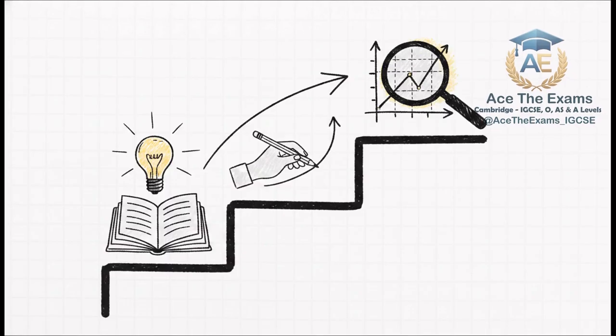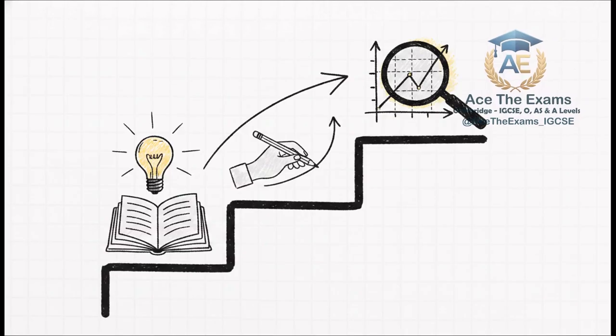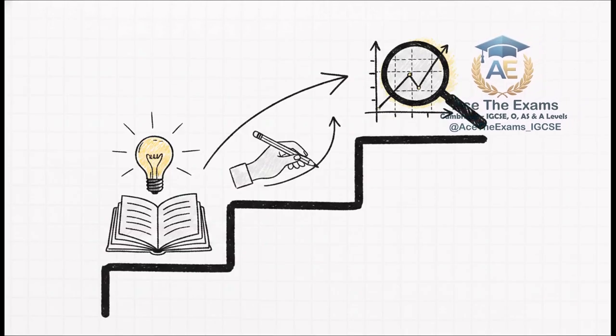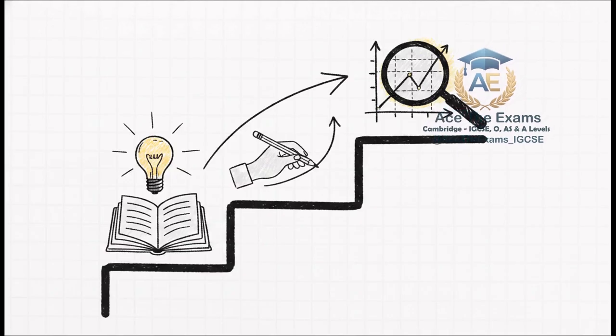This is where top students use the PEEL framework. Point, evidence, explanation, link. You make your point about the max value, show your evidence through calculus, give an explanation of why it's a maximum using the second derivative, and link it back to the specific domain in the question.